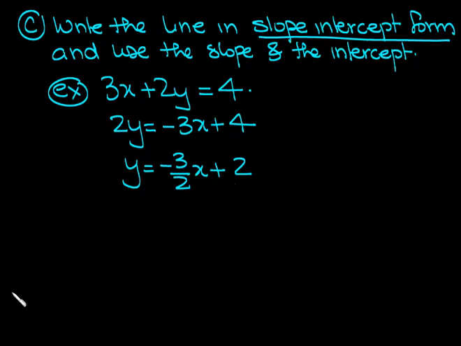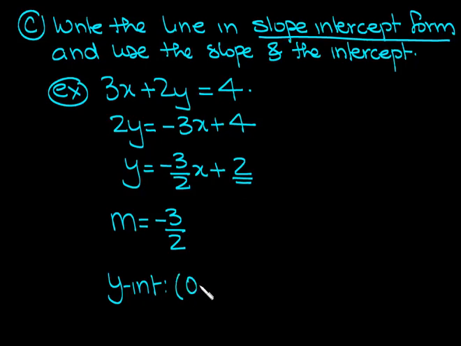So from here we can extrapolate two things. We can extrapolate that the slope is the coefficient of x. In this case, the slope is 3 over 2. And the y-intercept is this term. If you remember, we talked about that before, so it'll be 0 and 2. So you can see by just isolating y, we get two important pieces of information. We get the slope and the y-intercept.